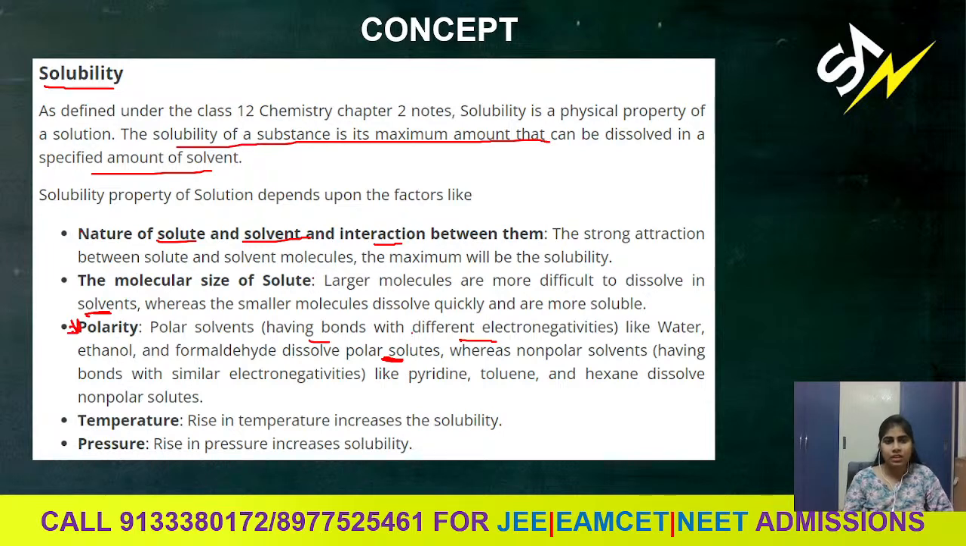They are known as polar solvents and they can dissolve any polar solute, bond-forming type of solutes, whereas non-polar solvents are opposite to these polar solvents, like benzene, pyridine, toluene, hexane. These can dissolve only non-polar solutes. It means like dissolves like: polar solutes are dissolved in polar solvents, and similarly non-polar solutes are dissolved in non-polar solvents. And one more factor, that is temperature. If we increase the temperature, what happens to the solubility? It increases. And pressure also increases the solubility.